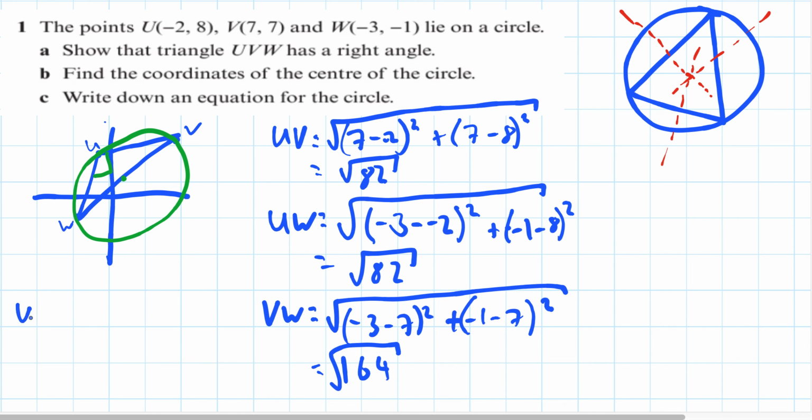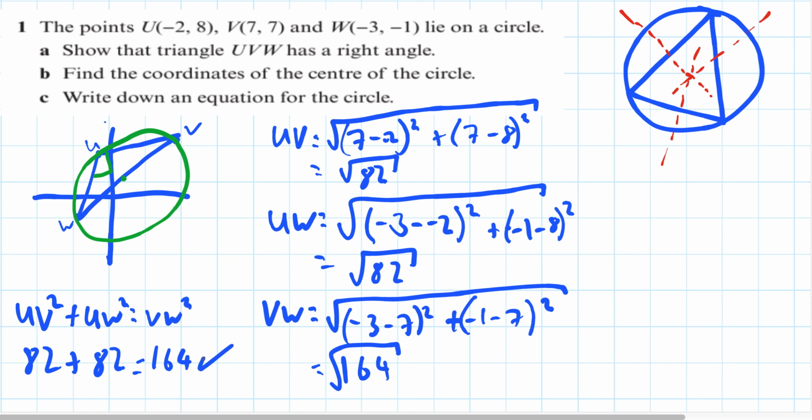Okay, so then we just do Pythagoras. So UV squared add UW squared equals VW squared. UV squared is 82, add 82 equals 164. And that's correct. So therefore, it is a right angle triangle. Now it says find the coordinates of the center of the circle. We know the WV is the diameter, so we need to find the center of that, which is just the midpoint.